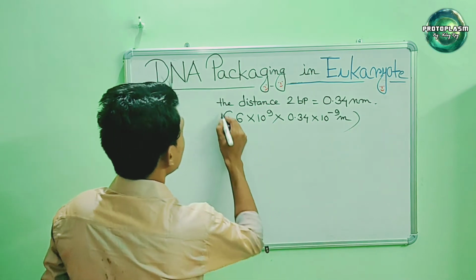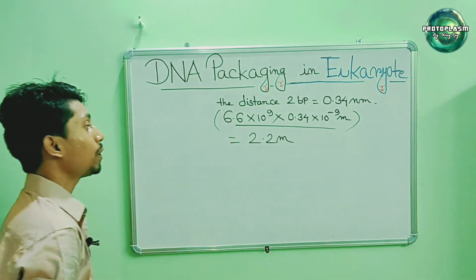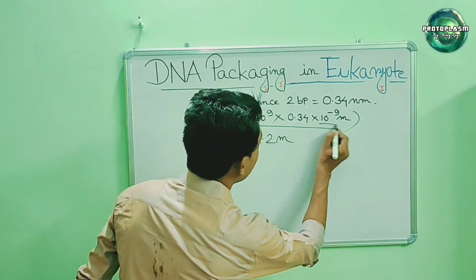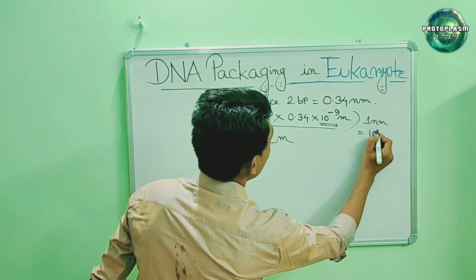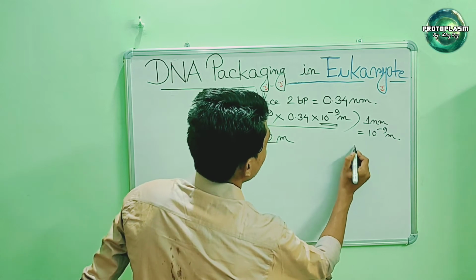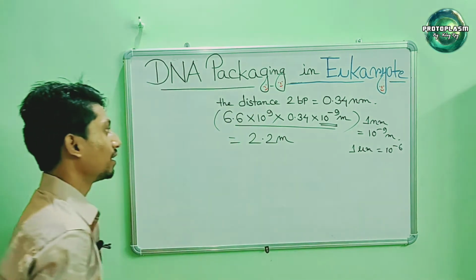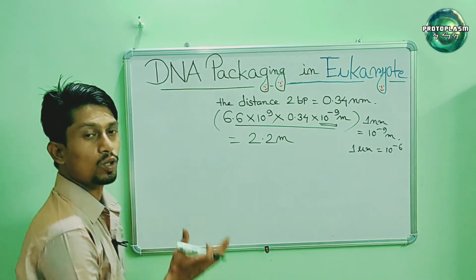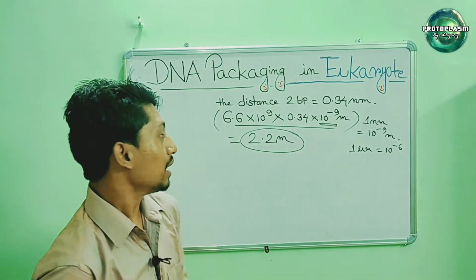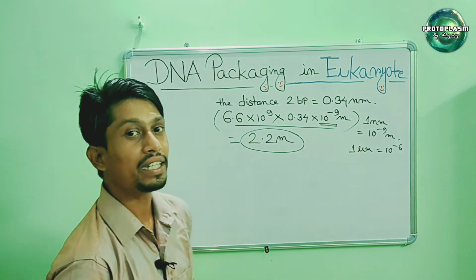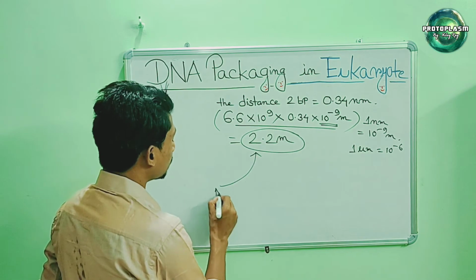If we multiply these values, we need to convert, as 1 nanometer is equal to 10 to the minus 9 meter, and 1 micrometer is equal to 10 to the minus 6 meter. So basically the length that we got for mammalian cell DNA is 2.2 meters. Think of this 2.2 meter DNA getting packed within the nucleus of the cell.